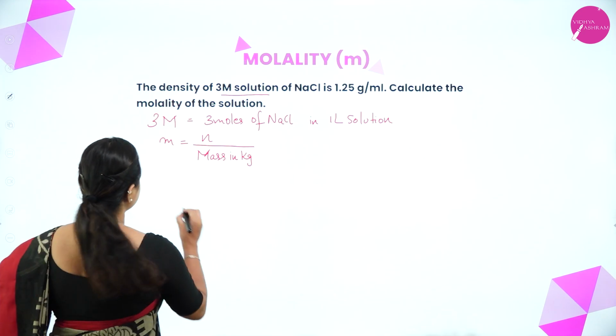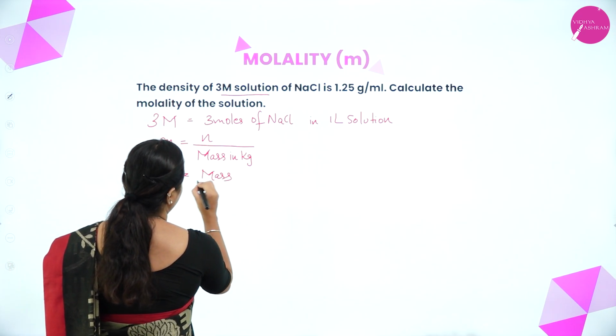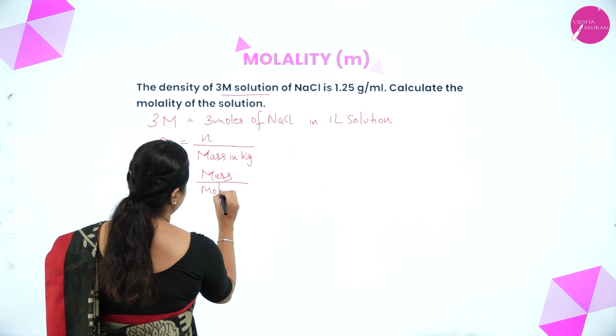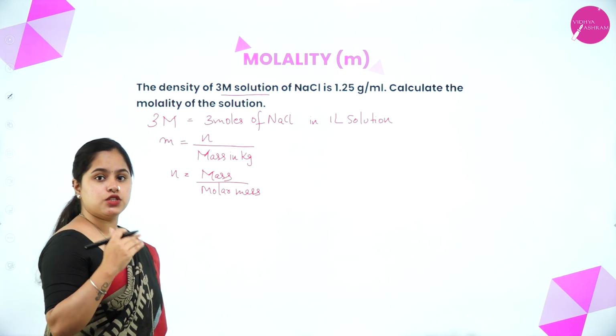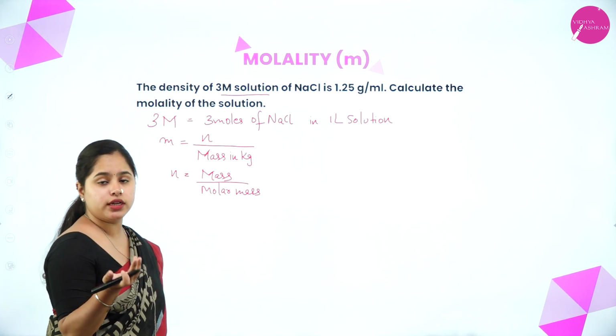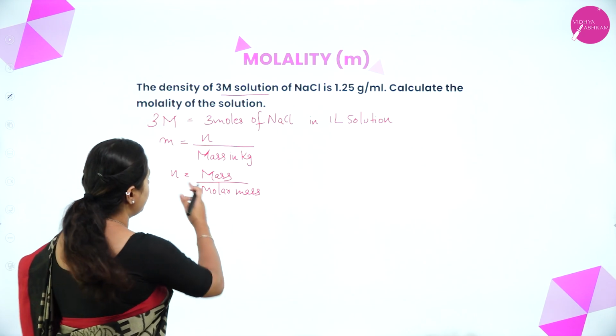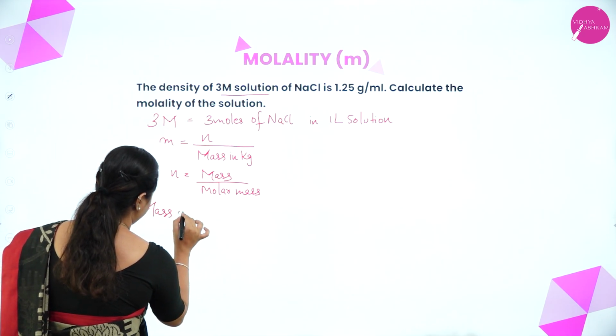You know that the equation to find the number of moles is mass by molar mass, right? You do not know the mass of the solute here, but you know the molar mass. You can calculate the molar mass of sodium chloride, and the number of moles is also available. So first you can calculate the mass of your solute.